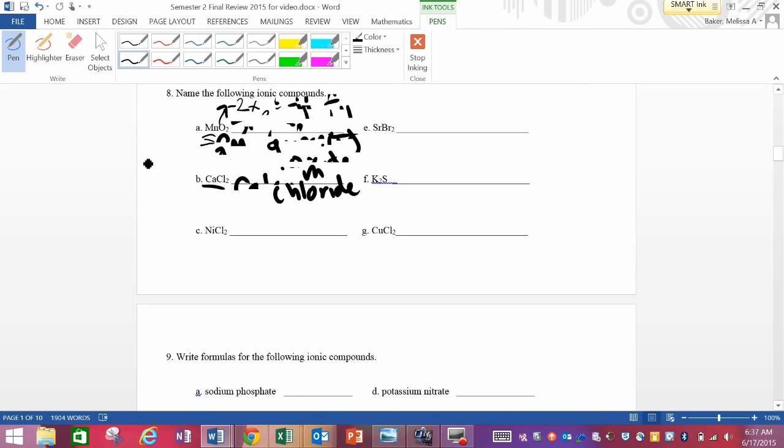Alright, what about letter C? This nickel is attached to or bonded to 2 chlorines, each which has a -1 charge. So -1 times 2, that's a -2 charge. So that must mean that this compound is nickel Roman numeral 2 chloride.